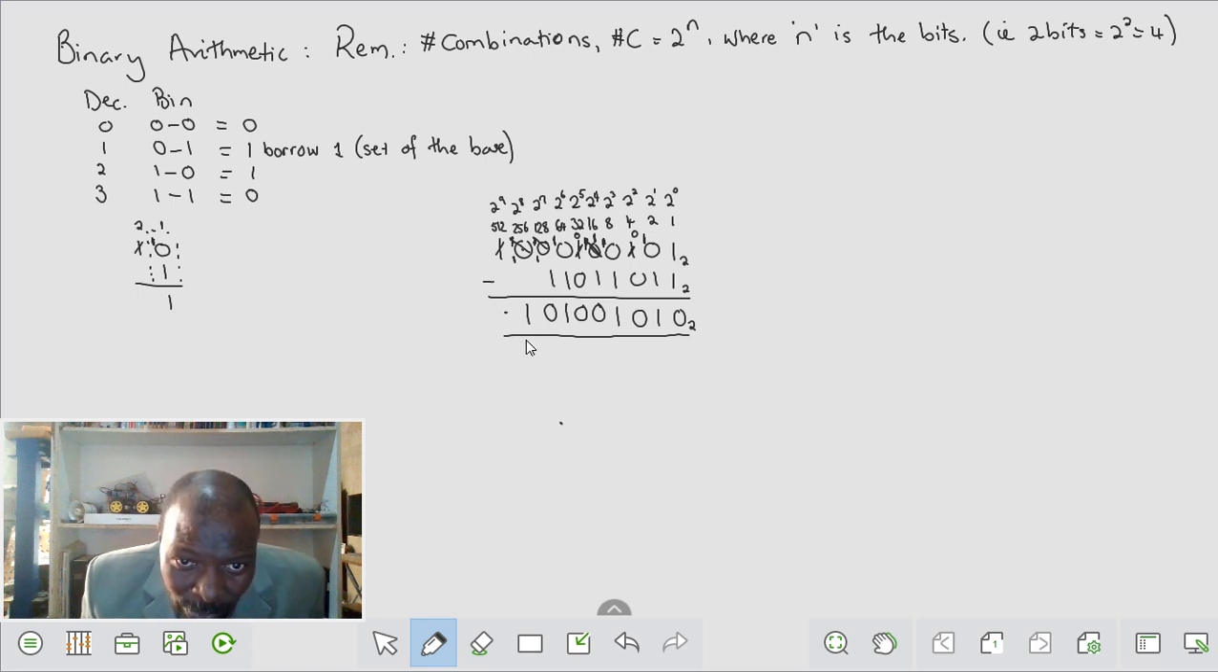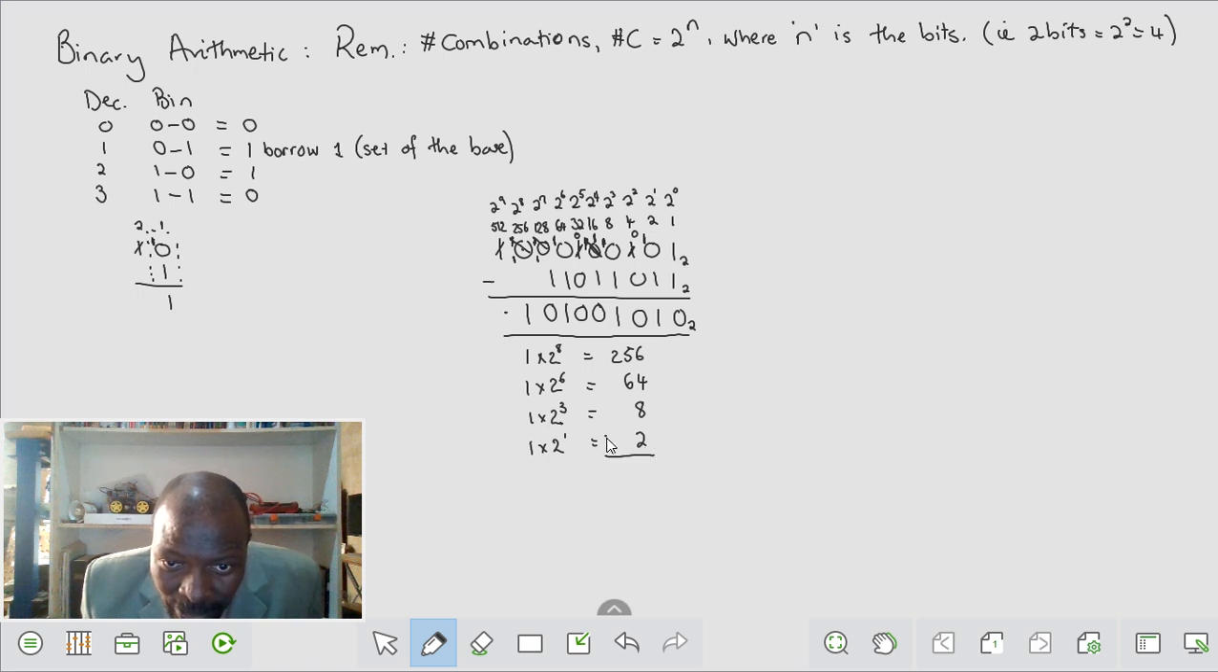What you then do is you say 1 times 2 to the power of 8, or 1 times 256, which is equal to 256, plus 1 times 2 to the power of 6, that will be 64, plus 1 times 2 to the power of 3, which is equal to 8, plus 1 times 2 to the power of 1, which is equal to 2.